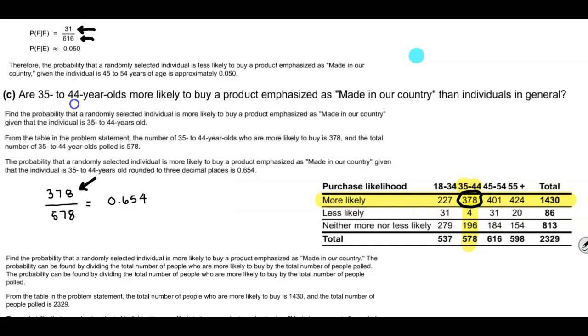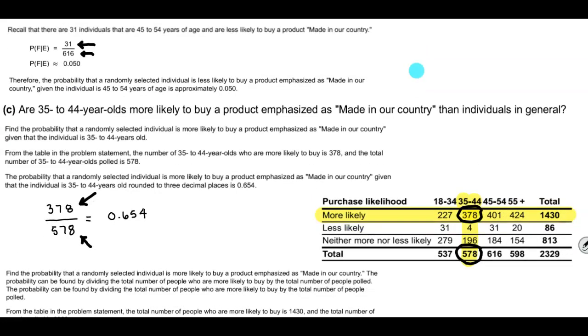Now, because it says given that the individual is 35 to 44 years old, the total for that column is what's needed in the denominator. When we add the total numbers of the age group of 35 to 44, we get the result of 578. When we do that division, we get 0.654. So the probability that a randomly selected individual is more likely to buy a product emphasized as made in our country, given that the individual is 35 to 44 years old, rounded to 3 decimal places, is 0.654.